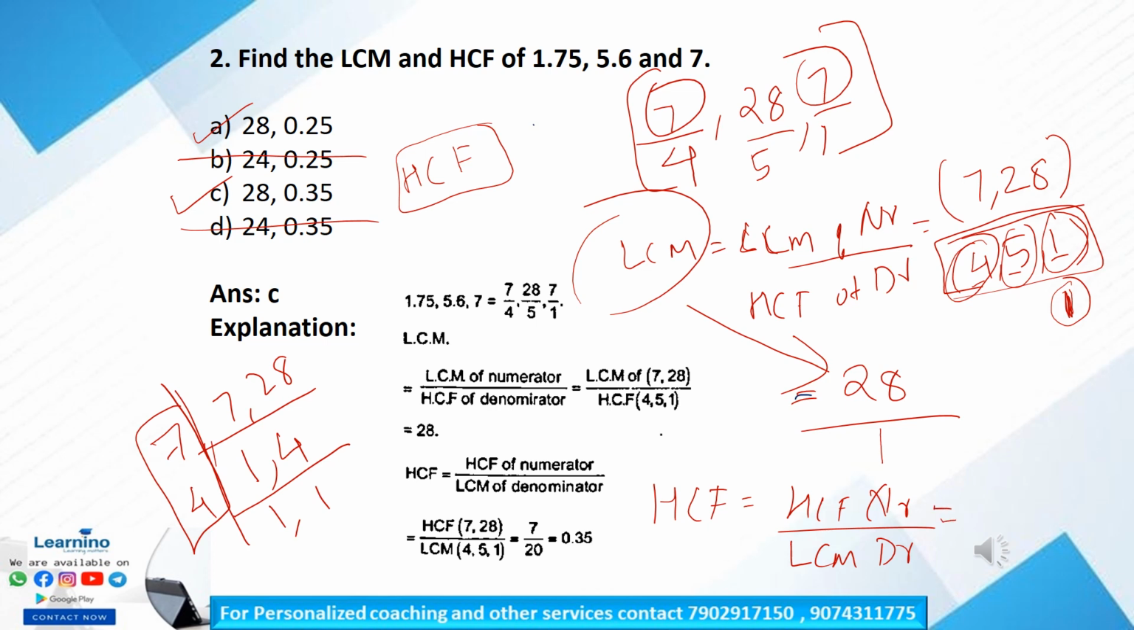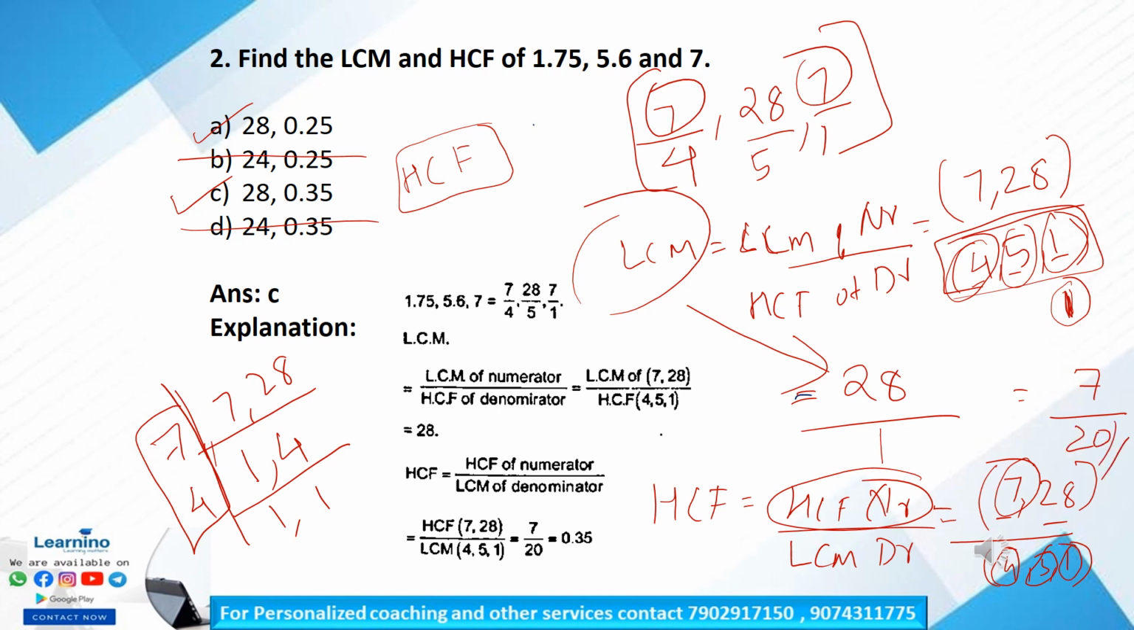Okay, so what is the HCF of the numerators? The numerators are 7 and 28, and the LCM of the denominators is the LCM of 4, 5 and 1. The highest common factor of 7 and 28 is 7, right? So 7 divided by the LCM of the denominators. It is 4 into 5 into 1, that is 20, right? So 7 by 20 is the HCF of this ratio.